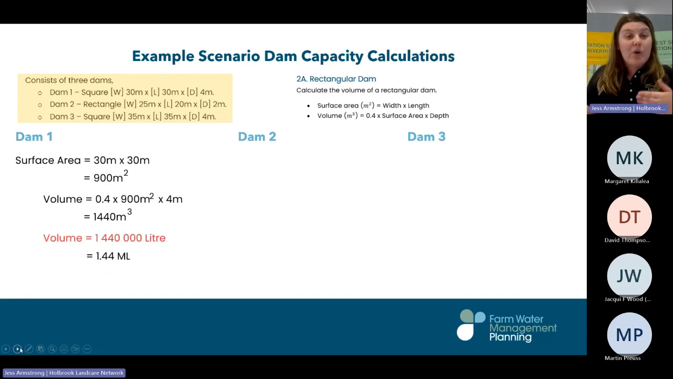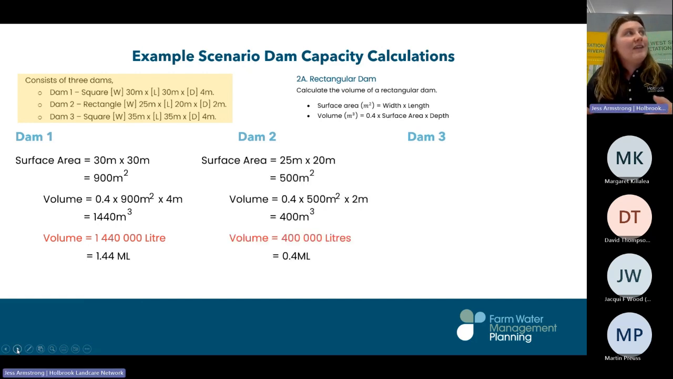So when we times that by 1,000, we know that we're going to have 1,440,000 litres of water, or 1.44 megalitres of water available in that dam at its maximum capacity. So if it was full, this is how much water we know that it's going to have in it.